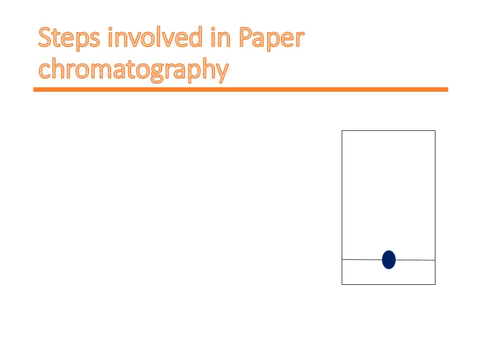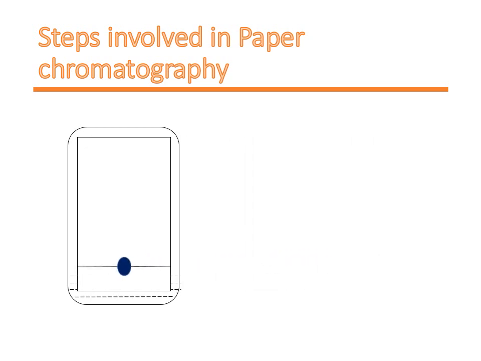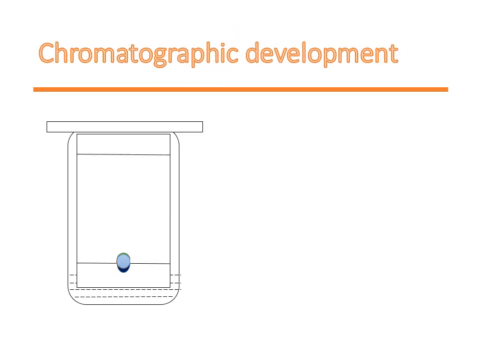This paper on which the sample is applied is now placed in the already saturated chromatographic chamber and the chamber is covered with a lid. This chamber is now kept undisturbed for some period of time for the development of the chromatogram. During this, it is necessary that we monitor the movement of the solvent front. Now let us see how the separation takes place.